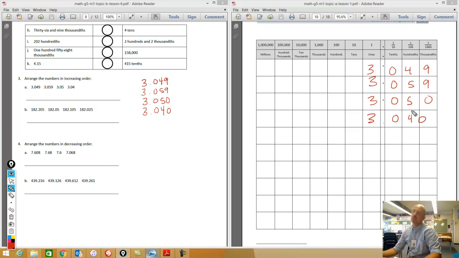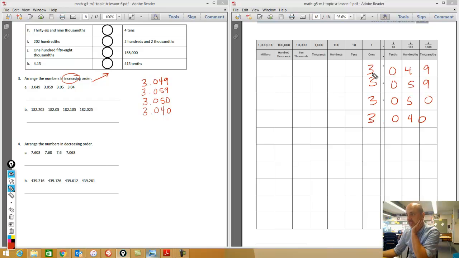I just wrote them over here on the other side because that's also a way to do it. And let's say you don't have your place value chart. Same thing. You see how they're the same thing? Okay, awesome. So I want to do this in increasing order. Increasing means go up, right? So I'm going to start with the smallest and then work my way up to the biggest.